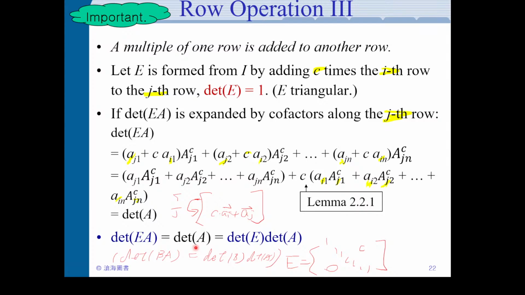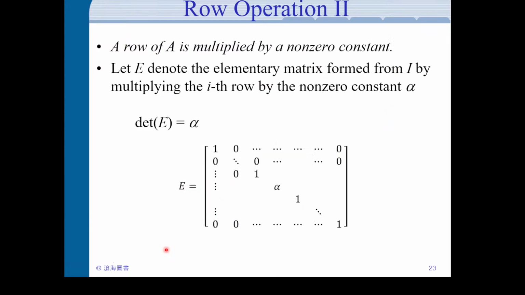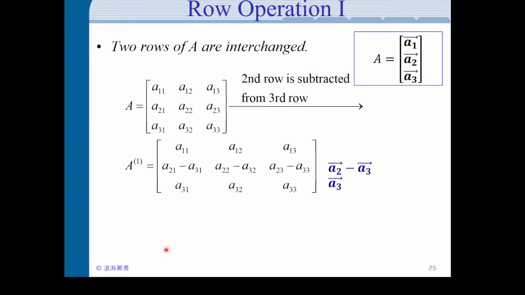Sorry, so this is row operation 3. So we know that if we subtract any row from any other row, the determinant doesn't change, and we use that to prove row operation 1. So basically we use row operation 3 to get row operation 1.